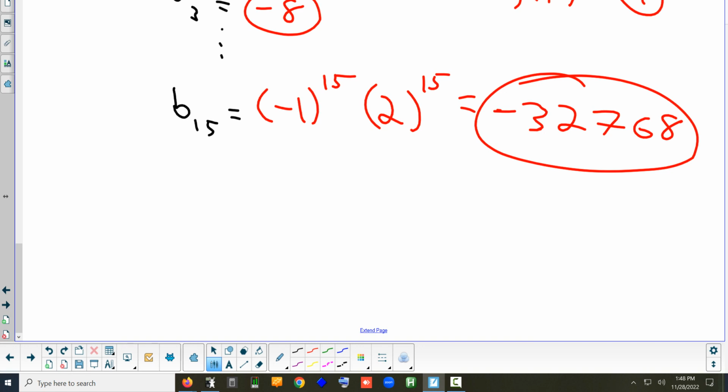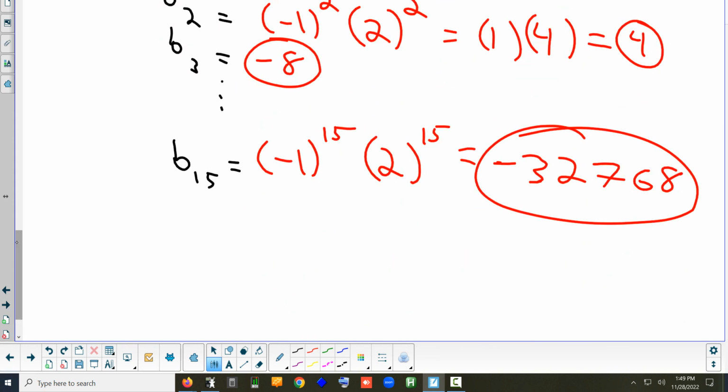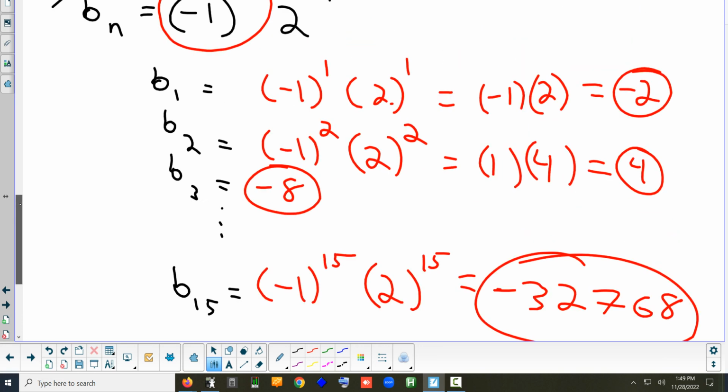Any questions on using a formula to get terms in a sequence? Yeah. I'll move. Yep, just sign out for me. Can I see the formula? The formula? Yep.